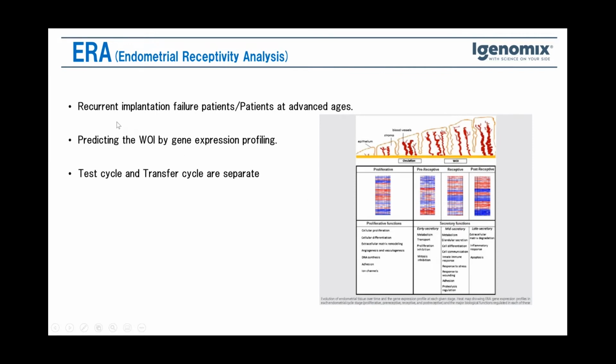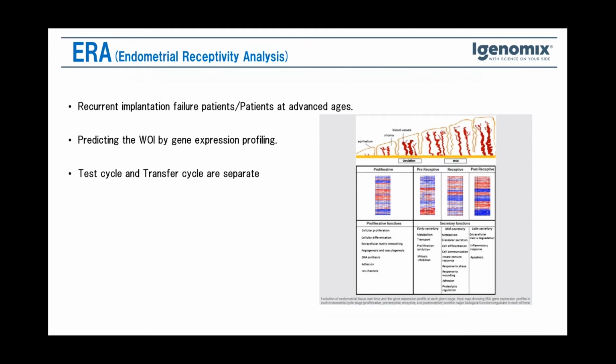And we suggest that for recurrent implantation failure patients, a big portion of them can be helped by ERA, right? And also patients at advanced ages, who don't have a lot of embryos to transfer, don't have a lot of chances, and we suggest they use this ERA. And also the test cycle needs to be a mock cycle. That means you're not able to do any embryo transfer, so they need to be done in two separate cycles. So that's a kind of disadvantage that might be considered.